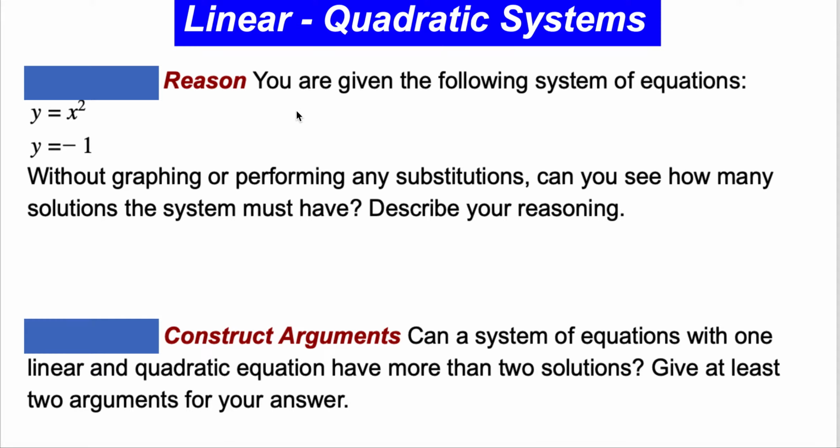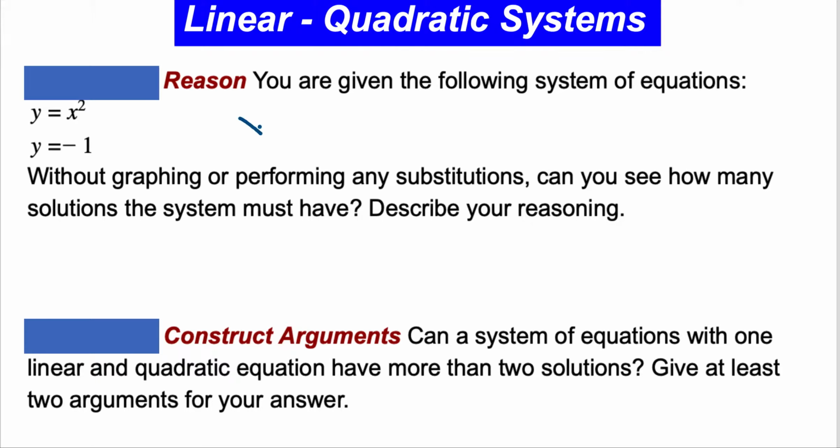Systems reason. You are given the following system of equations: y is equal to x squared and y is equal to minus 1. Without graphing or performing any substitution, can you see how many solutions this system must have? Describe your reasoning. As we see here, when we are equating, for example, x squared is equal to minus 1, we are going to get an imaginary number.